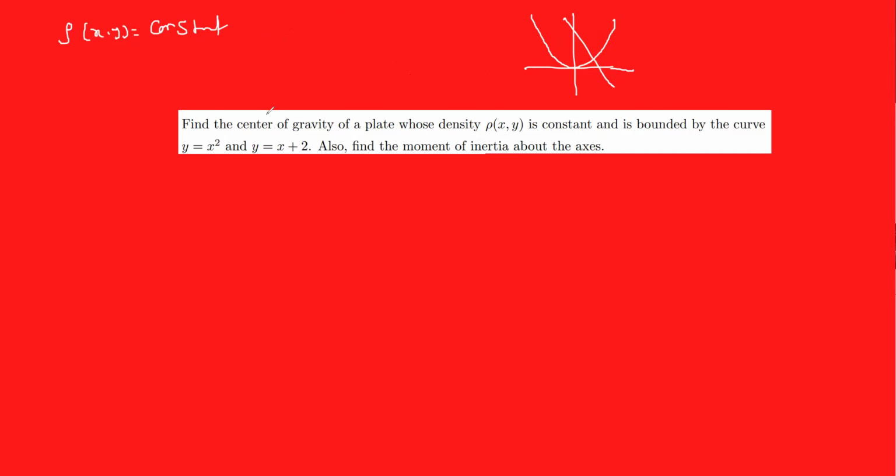So whenever you are asked to find center of gravity, first find area. Why? And you know how to find area? Area is what? Area goes from y is equal to parabola to line. And x goes from where? Point of intersection.